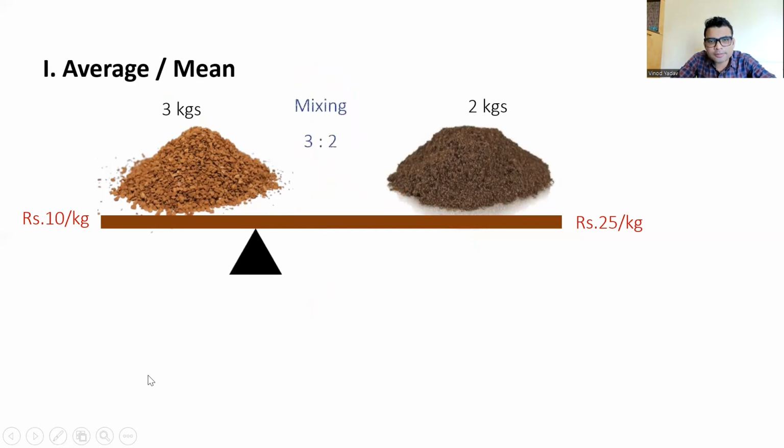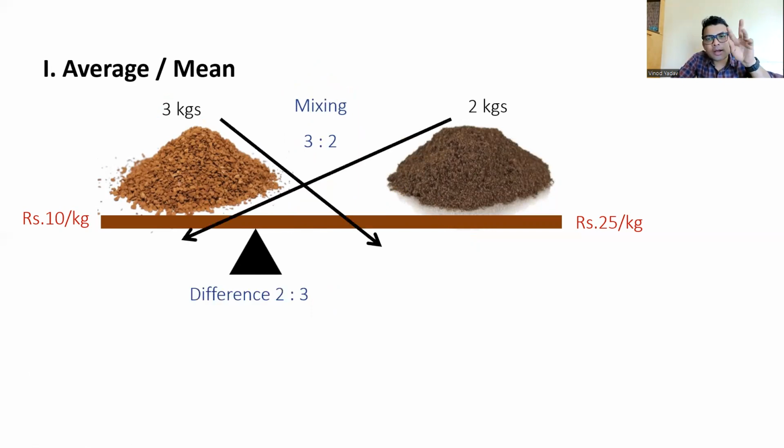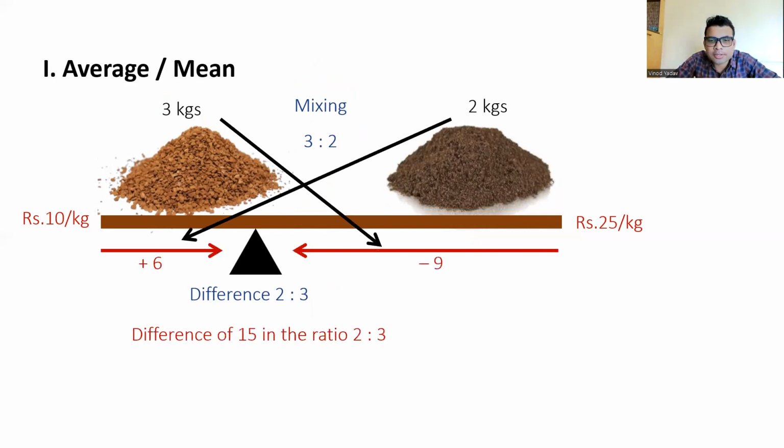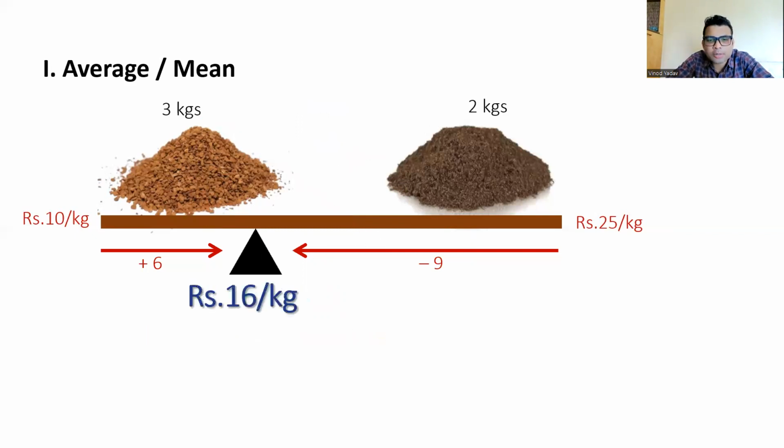See once again. So the gap was 15. It should be distributed in the ratio of 3:2, but apply in the ratio of 2:3 because it should be closer to the heavier side. So 2 should come to this side, heavier side, and 3 should go to the lighter side. So 15 will be distributed in the ratio of 2:3. So 6 and 9. So 6 more than 10 or 9 behind 25, 9 less than 25. So ultimately, our weighted average is 16 rupees per kg.